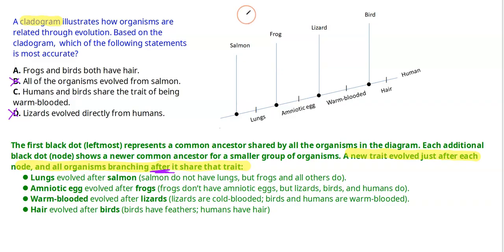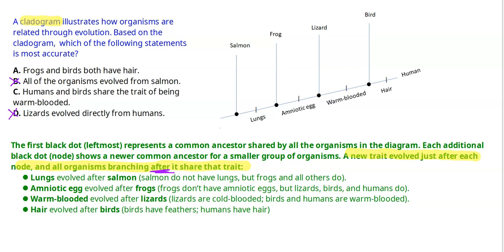So based on that, let me just ask a hypothetical question, and then you should be able to answer this. Which organisms on this cladogram are warm-blooded? Well, here's the warm-blooded trait. Every organism after this trait is warm-blooded. So the bird and the human are the only organisms that are warm-blooded. Everything before that is not warm-blooded. So I hope that helps you understand how to read a cladogram.